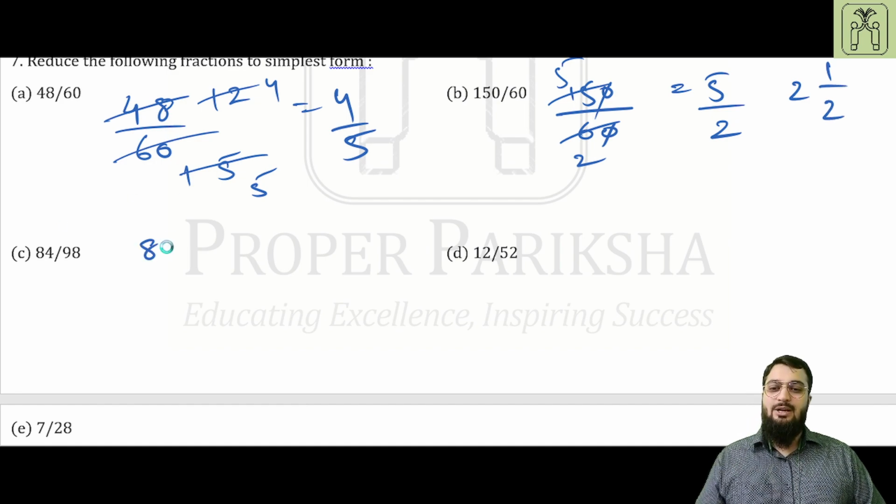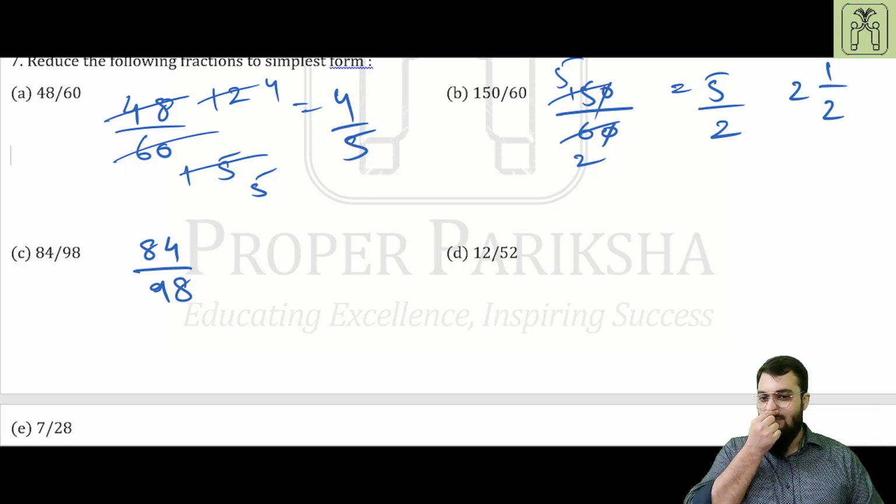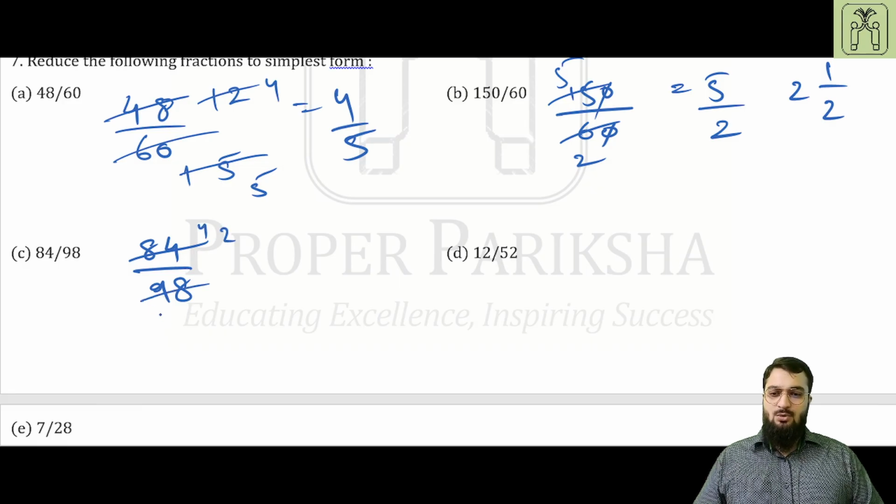84 upon 98. Is it any simpler? If we take 8, no. If we take 4, also not possible. So we'll take 2. So this will be 42 and 49: 7 sevens are 49, and this is 42. Therefore, the simplest form will be 42 upon 49.